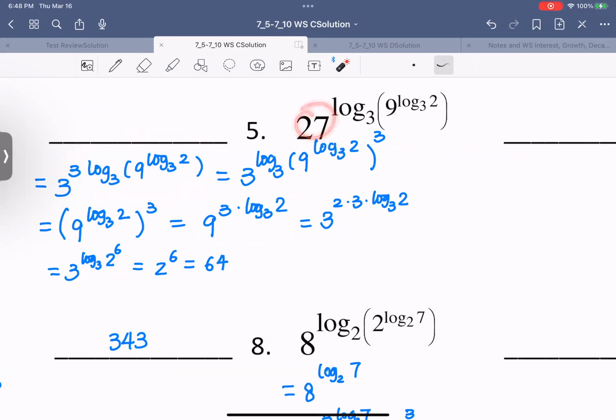You will do it layer by layer. 27 is 3 cubed. And then you copy down everything else, and you pull this 3 over here. And this 3 and 3 cancel. So you have this thing. And then you can pull this 3 in front here. And this 9, you can write as 3 squared. You copy down everything else. And then this is 6, 6 will be pulled over here. This is 3, this is 3, it will balance. So this is 2 to the power 6, which is 64.